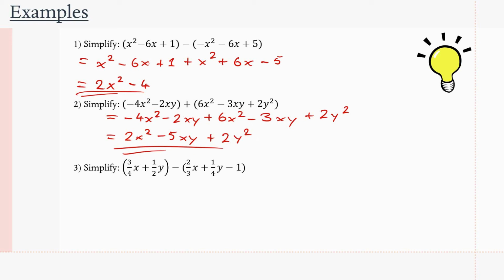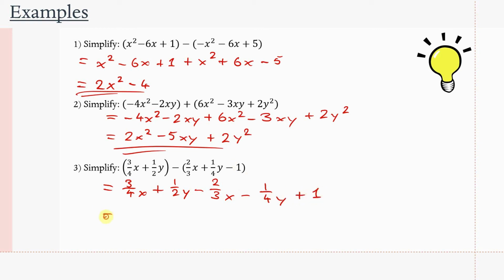We have 3 over 4x plus 1 over 2y, all in brackets, minus 2 over 3x plus 1 over 4y minus 1, all in brackets. So first, we just want to get rid of those brackets. So we have 3 over 4x plus 1 over 2y. Again, positive in front of the brackets. We keep everything the same. Now we have a minus, so we have to switch every sign inside the brackets. So this positive 2 over 3x becomes negative 2 over 3x, right? Positive 1 over 4y becomes negative 1 over 4y. And negative 1 becomes positive 1.